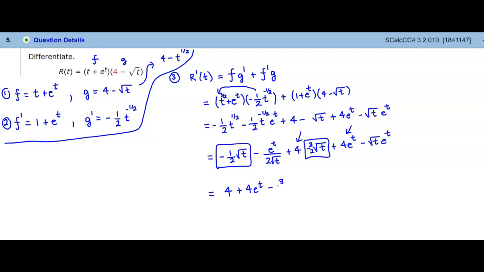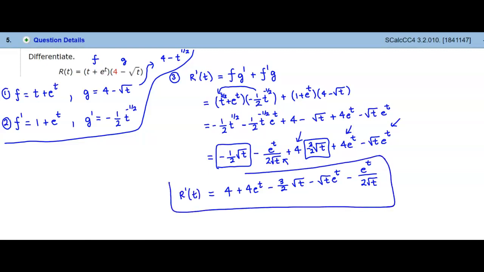So we're going to get minus 3 over 2 times the square root of t. And the next term is minus the square root of t e to the t. And then the last term is minus e to the t over 2 times the square root of t. And so therefore that represents the derivative of this function.